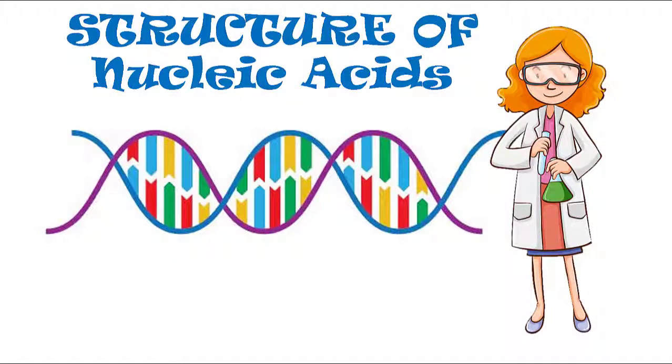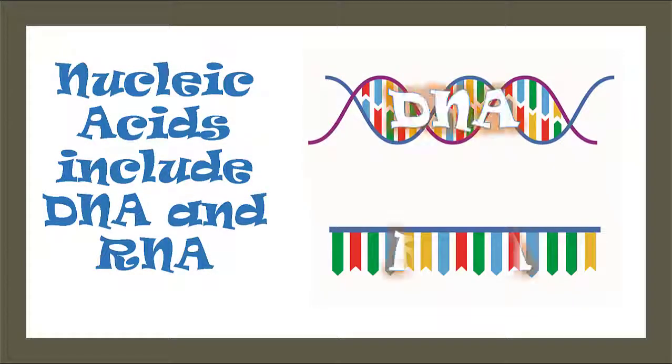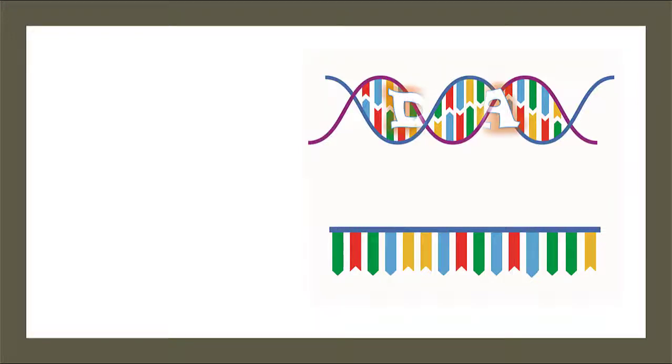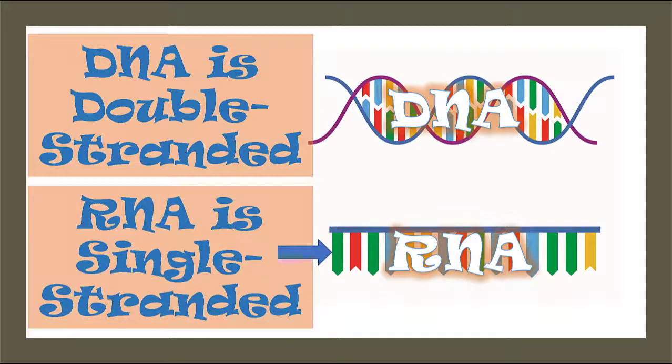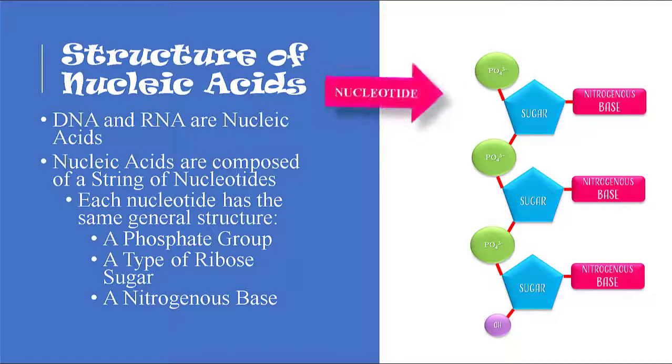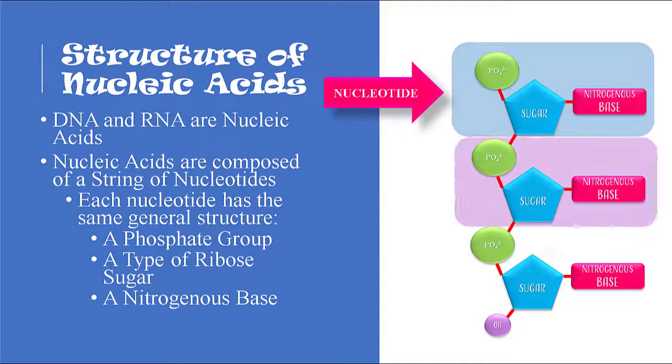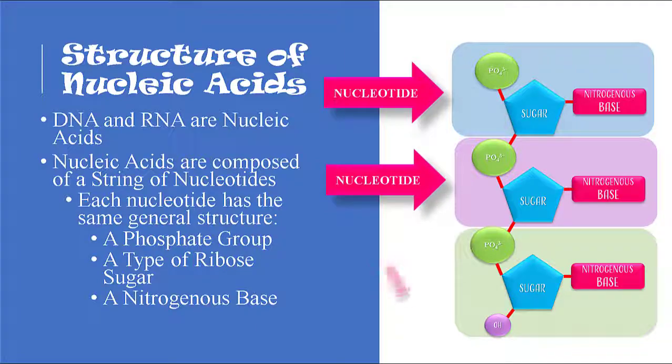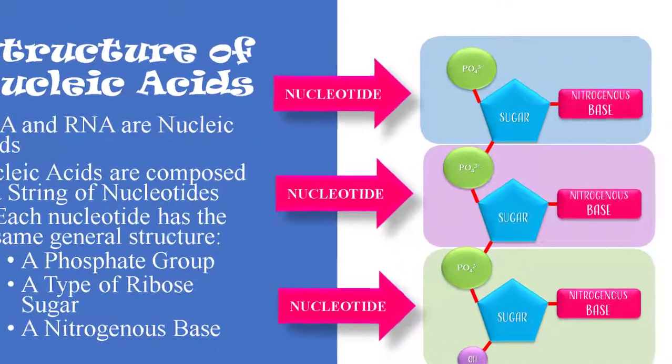Let's first look at the structure of nucleic acids before we get started. You may recall that nucleic acids include both DNA and RNA. DNA in living organisms is always double-stranded. RNA is single-stranded in living organisms. RNA and DNA are both nucleic acids. Nucleic acids are composed of a string of nucleotides.